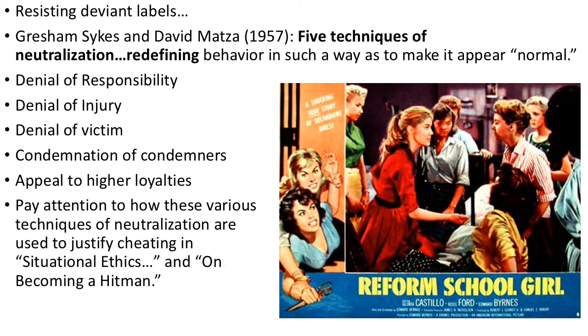All right. So we have 5 major ways that people deflect the deviant label, try to redefine it as something else, try to normalize deviant behavior. The first one is denial of responsibility, where a person tries to redefine behavior as something they really had no control over.